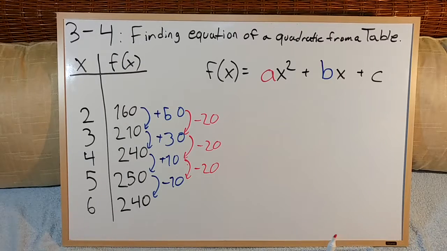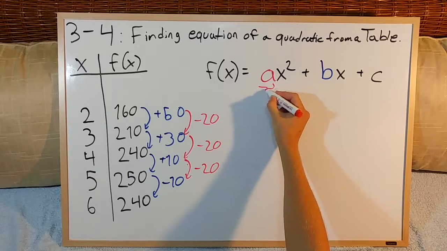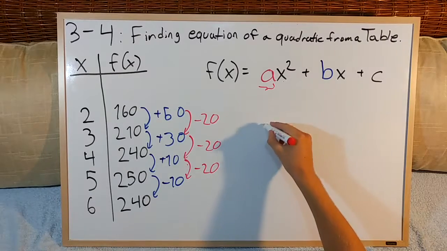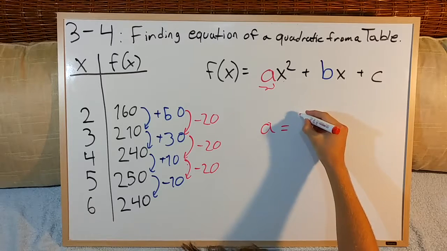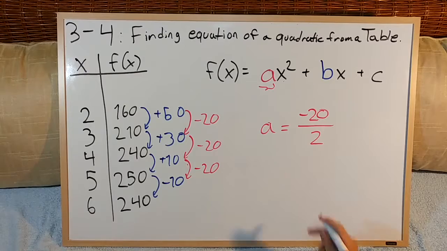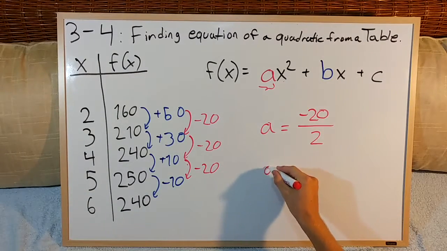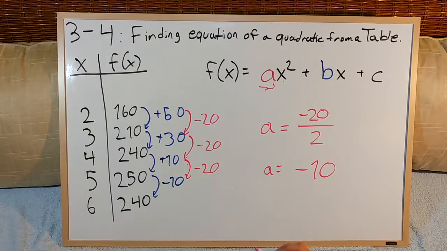We're not interested in that. What we're interested in is this a value here, the coefficient of x squared. The coefficient of x squared, a, is equal to the second growth, which is negative 20, divided by 2. So a is negative 20 divided by 2, negative 10. So we just found the first part of our function.